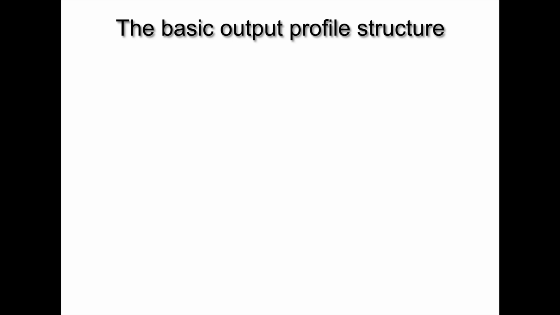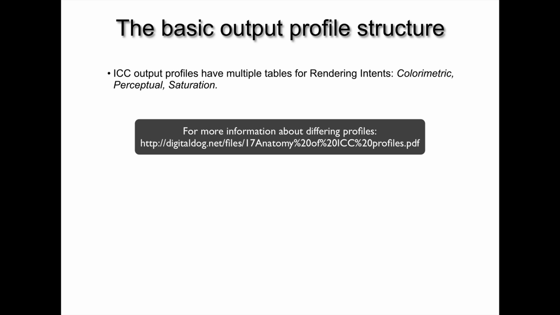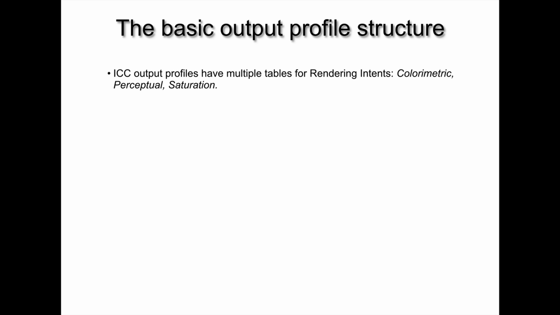So let's talk about the basic structure of an output profile. They're quite a bit more complex than a scanner or camera profile or a display profile. So it's necessary to talk about the fact that these output ICC profiles for going out to a print have multiple tables for multiple rendering intents. There are three tables. One's the colorimetric table, one's the perceptual table, and one's the saturation table. The absolute and relative colorimetric rendering intents share the same table. They're identical except for how they affect the mapping of paper white.